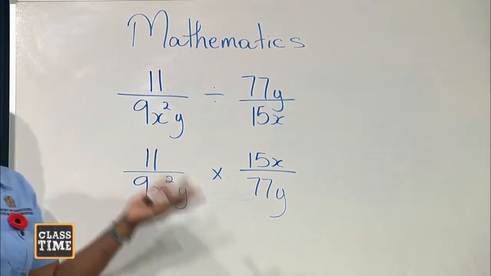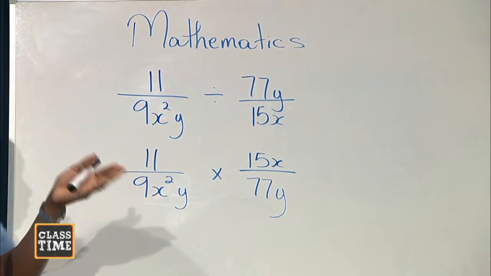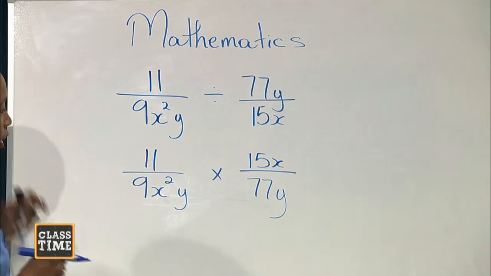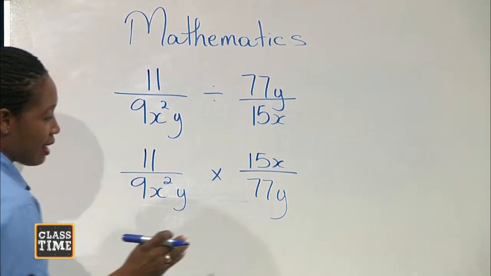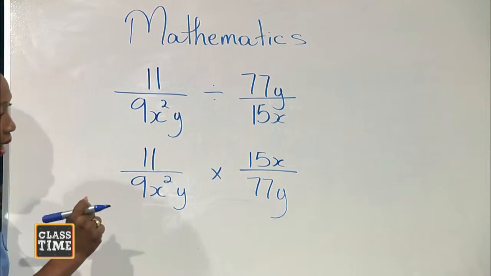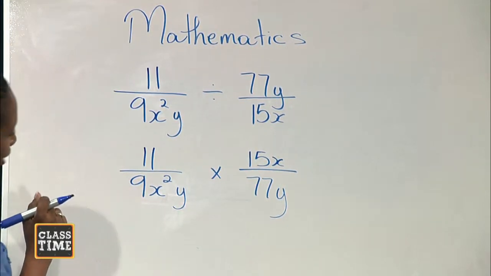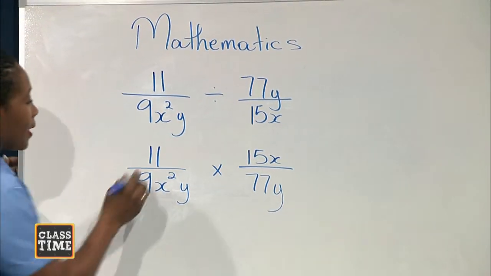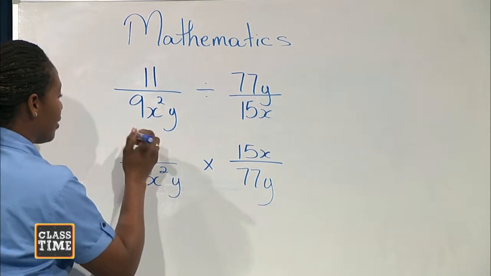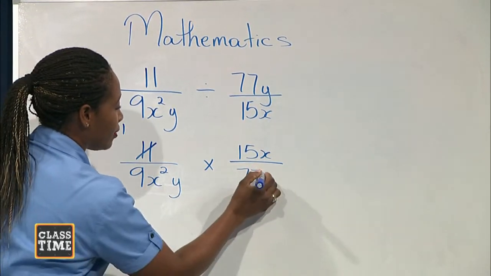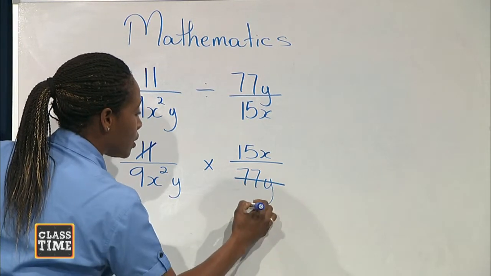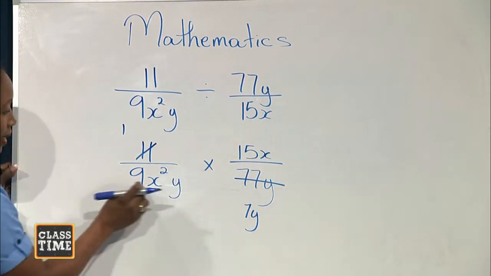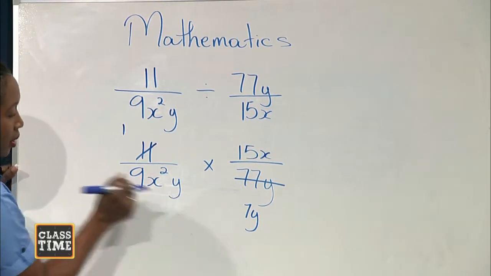All right, so once again, we are looking for common factors, the highest common factor. So let us look at what we have here. We have 11, 77, 9, 15 as numbers there. What variables do we have? We have x and y. Let's see what happens. So 11 and 77 have something in common. 11 is a factor of 77. So 11 into itself goes one time. 11 into 77y goes 7y.